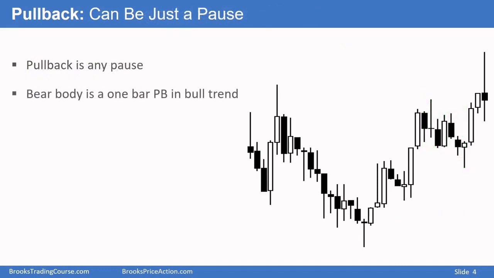The pullback is any pause. So for example, if I have a bull trend and a bear bar, that is a pullback. Whether or not this low went below that low, I still call it a pullback. In this case, it did go below that low, so most traders would call it a pullback. A pullback can grow. It can grow into a trend reversal.